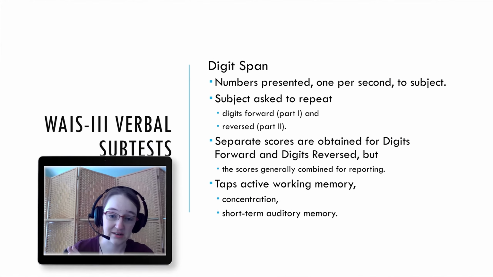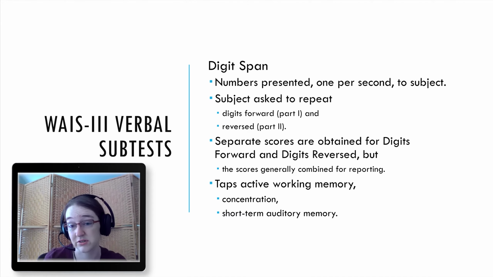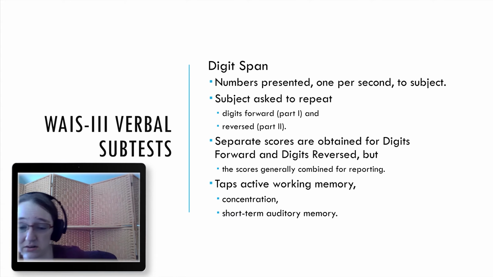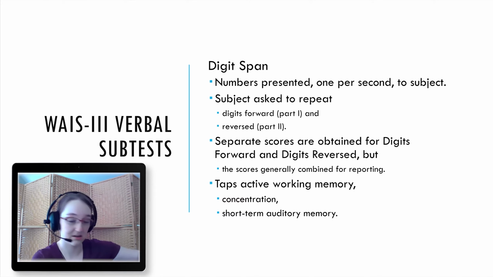Cool. Digit span. So with this one, numbers are presented one per second to subjects, and subjects are asked to repeat these digits forward and reverse. So these separate scores are obtained, but the scores generally are combined for reporting. This taps, and we've covered this with the Stanford-Binet.